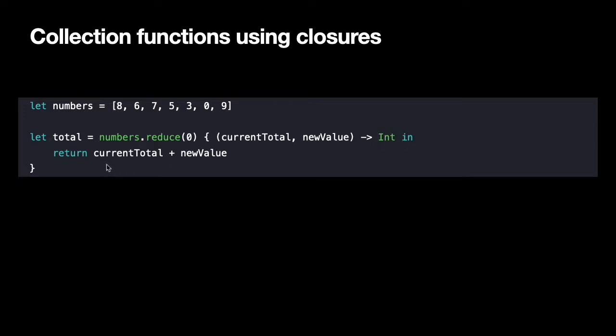And then we have our code to calculate the new output value, which is just adding up the initial value with our new value to generate a subtotal. The reduce method will execute this for each number in our array, resulting in a grand total.